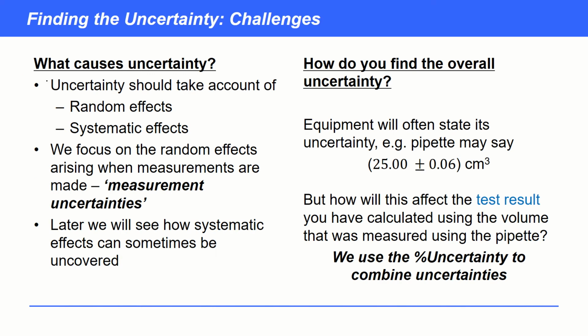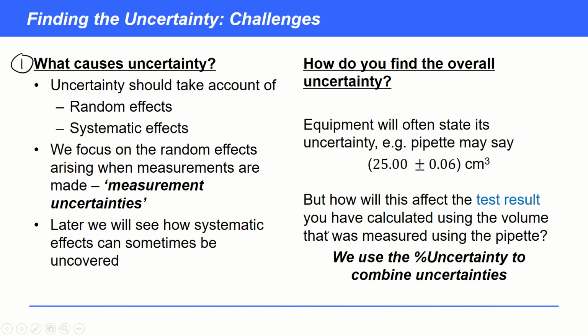There are a couple of challenges facing us. The first challenge is the causes of uncertainty. Now, uncertainty in principle should take account of random effects and systematic effects. And if you're not sure what they are, watch the previous video in order to find out. Now, we actually focus in A-level chemistry on the random effects arising when measurements are made, because we find that relatively easy to do, and so they are known as measurement uncertainties. And later in this video we will see how systematic effects can sometimes be uncovered by this approach.